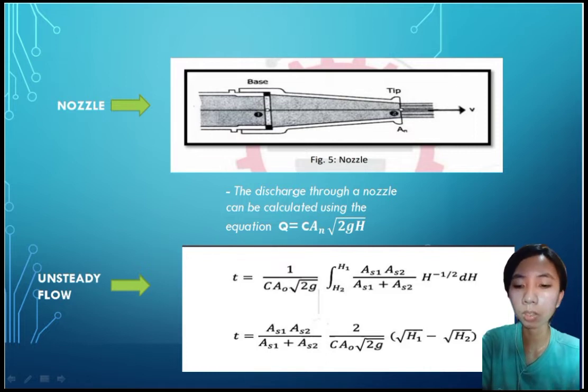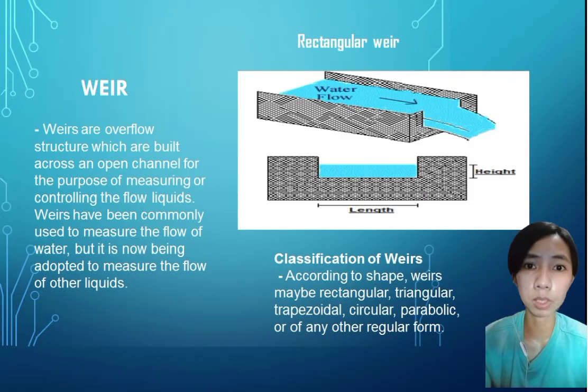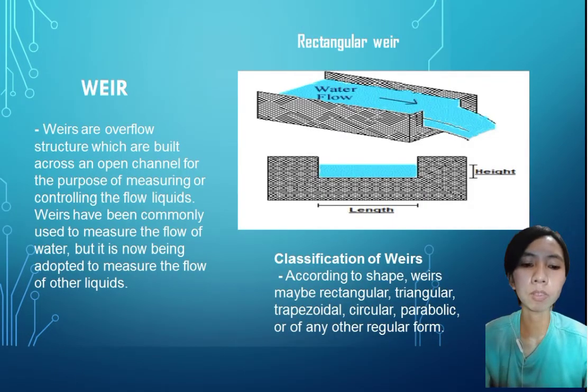Now we can also see above the unsteady flow of the equation. Now let's proceed to the weir. So a weir is an overflow structure which is built across an open channel for the purpose of measuring or controlling the flow of the liquid.